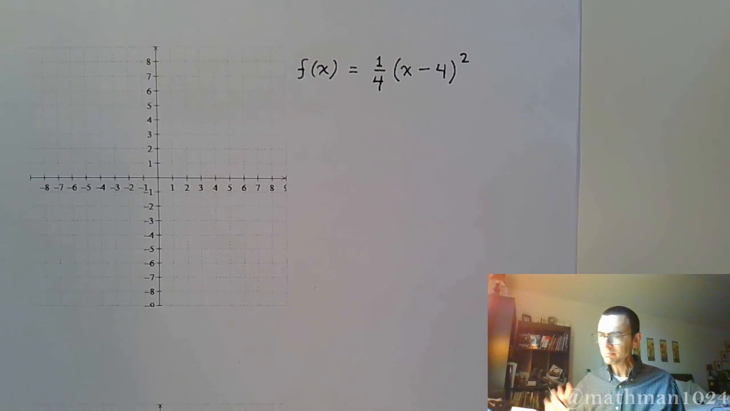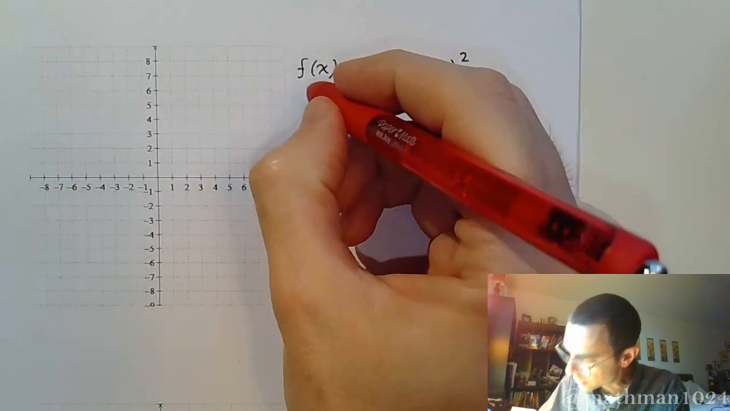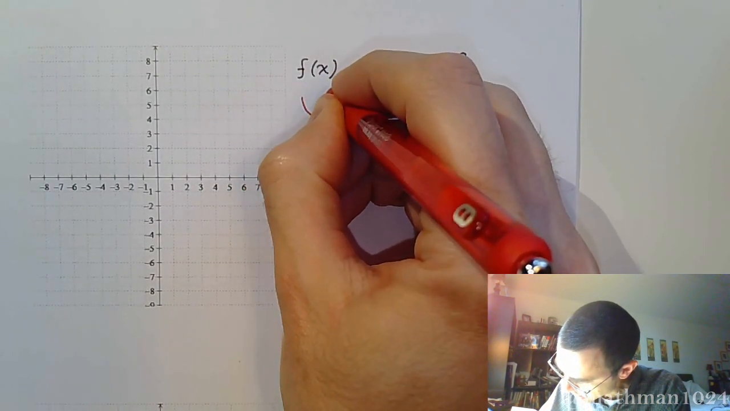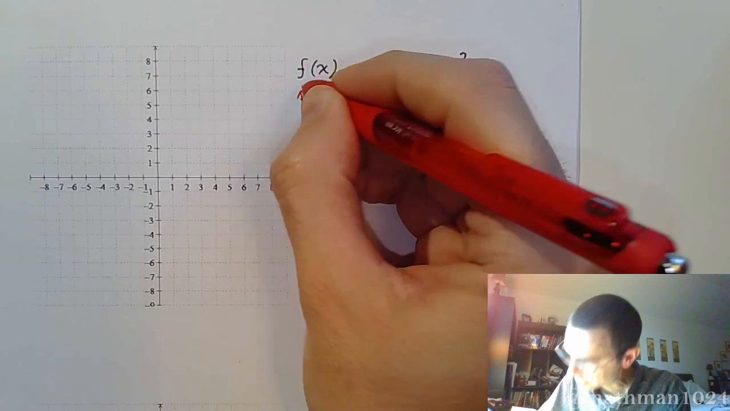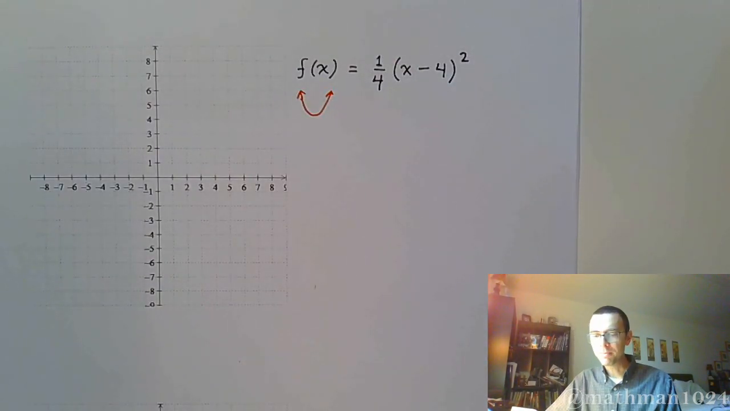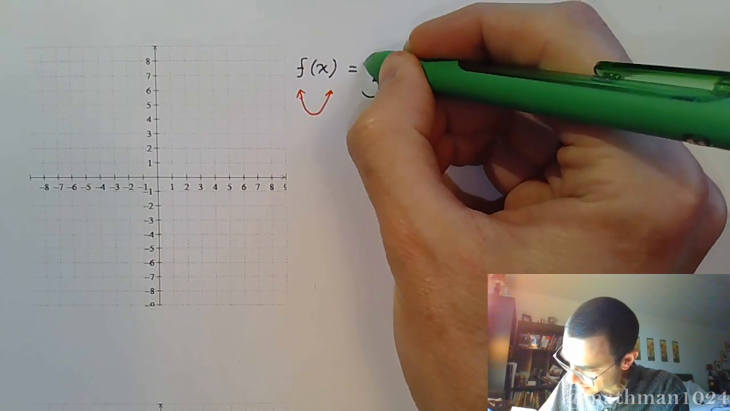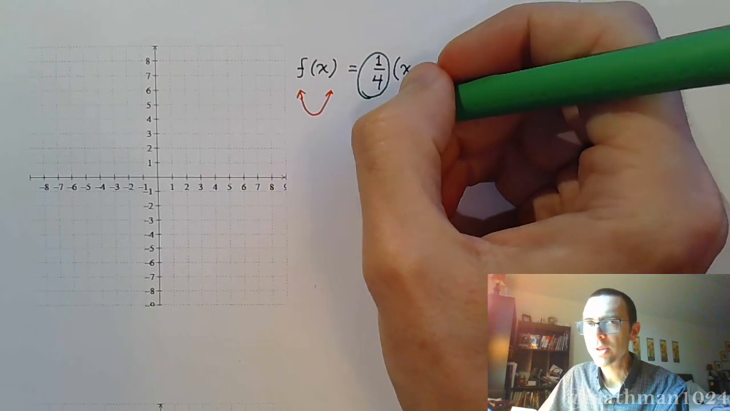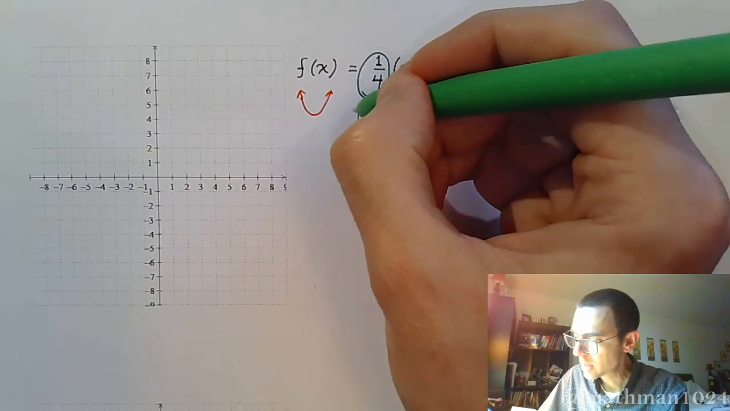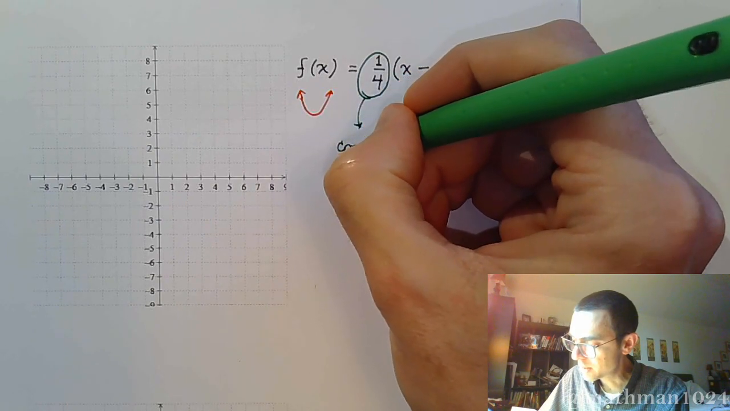All right. First of all, we see the square, so we know that we are dealing with a parabola. All right. What do we know about that parabola? I see the 1/4 in front. The 1/4 is a fraction less than 1, so that means that we are going to have a compression.